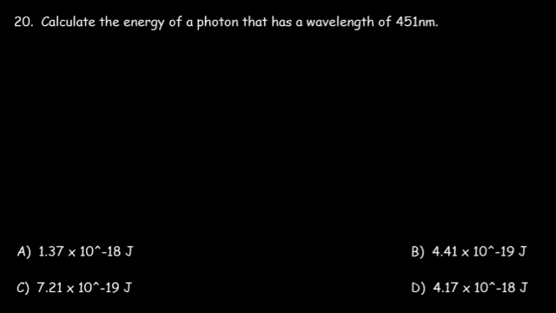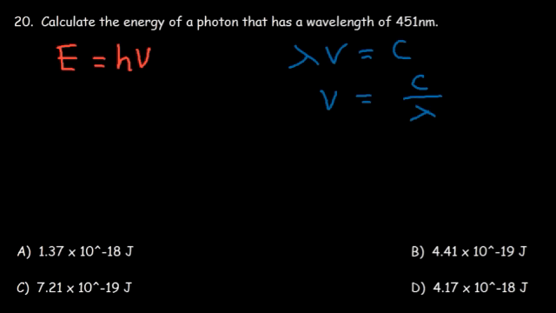Number 20. Calculate the energy of a photon that has a wavelength of 451 nanometers. There are 2 equations that you need. The energy is equal to Planck's constant times the frequency. And the wavelength times the frequency is equal to the speed of light. Actually, we can combine these 2 equations. If you solve for the frequency, the frequency is the speed of light divided by the wavelength.